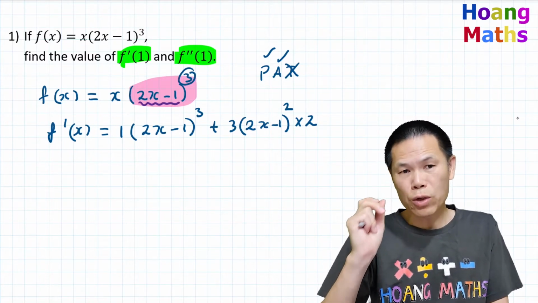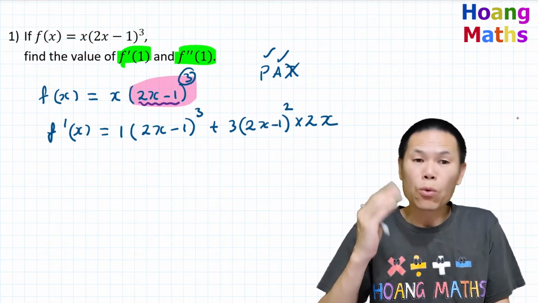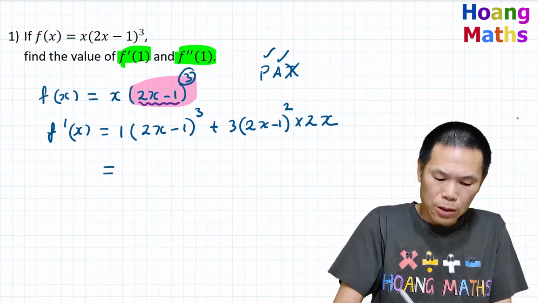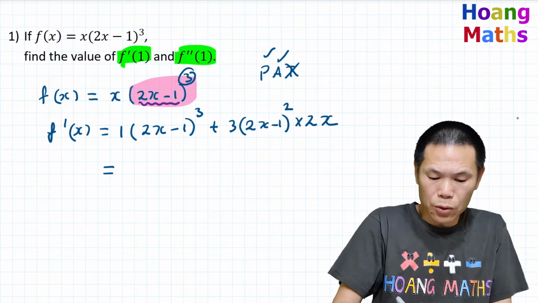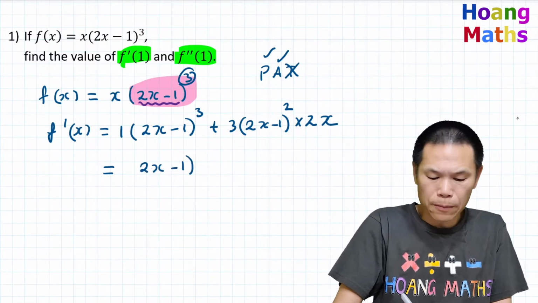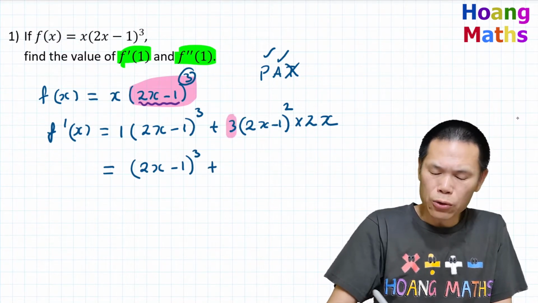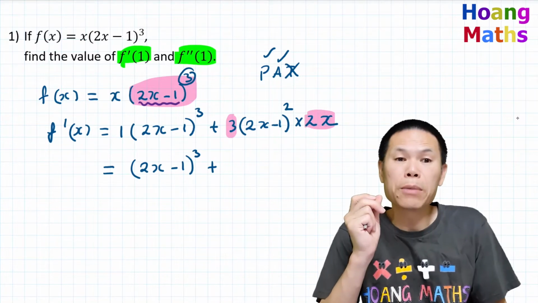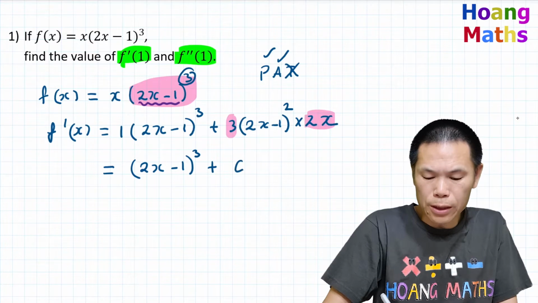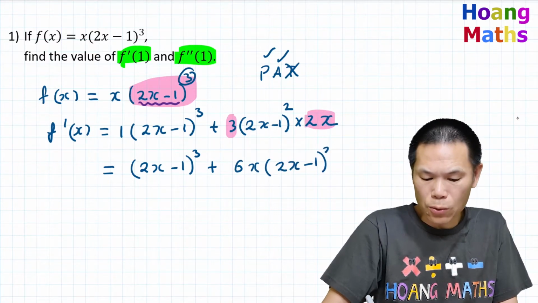So don't forget, we need to times the first function, okay, by using the product rule, of course. So what I do is I just simplify a little bit first. So that will give me 1 times (2x minus 1) power 3, which is exactly the same as this. And then we add. So what I do, I go 3 times 2x, so that gives me 6x. So let me just write this down. So equal to 6x(2x minus 1) squared.